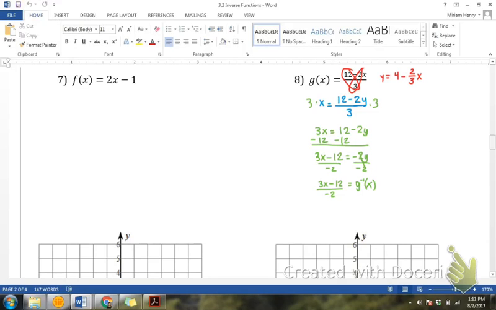Now, if I switch the 4 and the negative 2/3 x around, could you graph this in y equals mx plus b form? Yes? So I would have y equals negative 2/3 x plus 4. That would be my graph for the original here. Okay, so I need you to take a minute and write that down. You need to see that. So let's do that again.